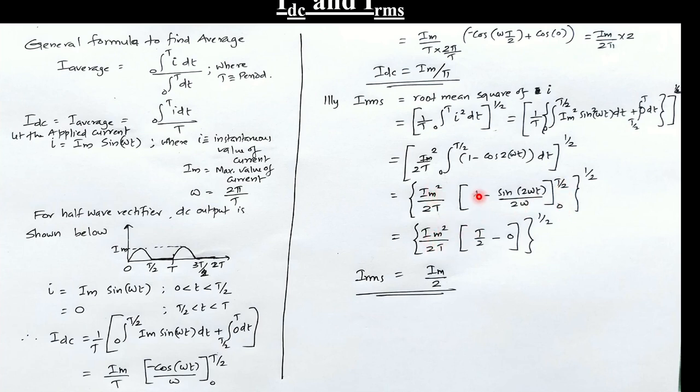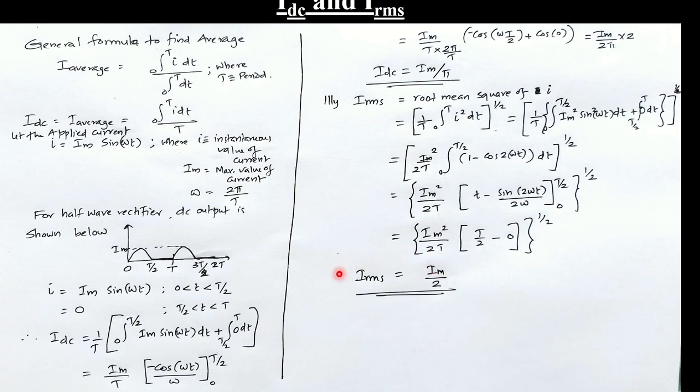So Im square by 2T, and here I apply the upper limit. For small t it is T by 2; the 2 gets cancelled, omega into T, omega is 2 pi by T, 2 pi by T into T is 2 pi, and sine 2 pi is 0. So when I apply the upper limit, I get T by 2 minus 0. When I apply the lower limit, putting 0, it becomes 0, and sine 0 is again 0. So what remains is T by 2. What remains is Im square by 2T into T by 2. So T will cancel, and I will have Im square by 4, all raised to 1 by 2, which is Im by 2.